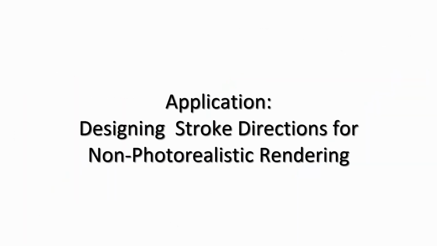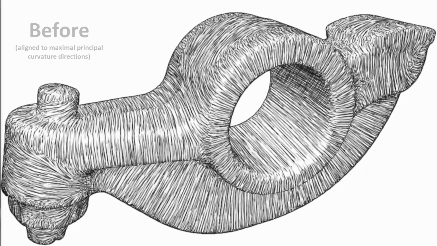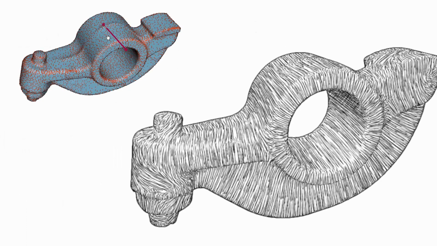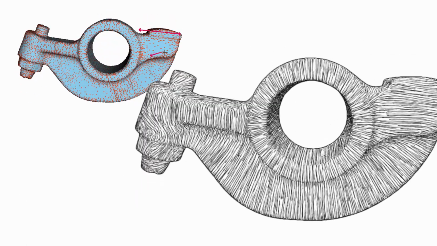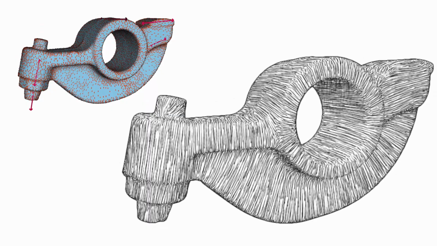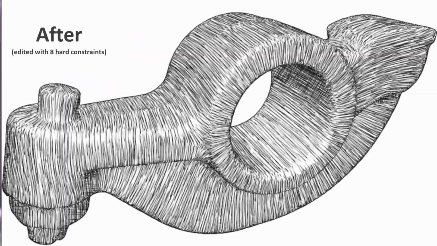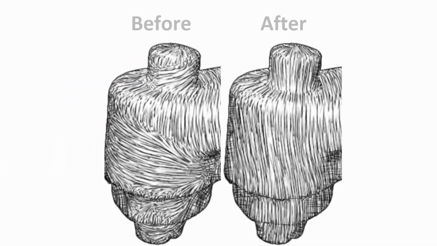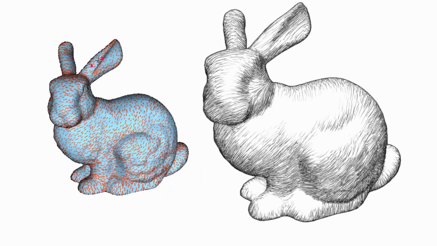Hatching-based rendering is a visualization of a mesh by pencil strokes. As directions for the strokes, techniques often use principal curvature directions. However, it is often desirable to edit these directions to achieve higher quality renderings, as can be seen in the comparison here. Let us have a look at a live editing session of a stroke field.